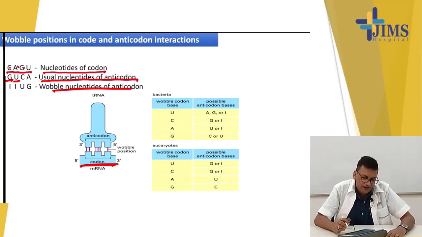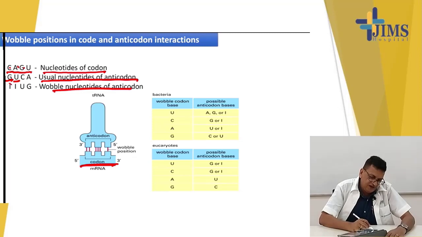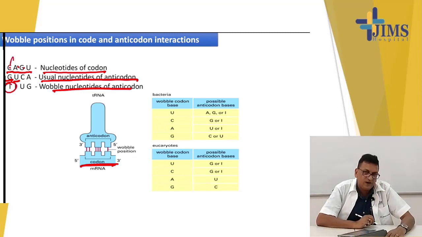But in wobbling, what happens? Instead of G, if I is present, that will also go and bind with C. If instead of U, you have I, that will also go and bind with adenine. Instead of C, if you have U, that will also go and bind with guanine. So this is what the wobble hypothesis, wobble nucleotide means.